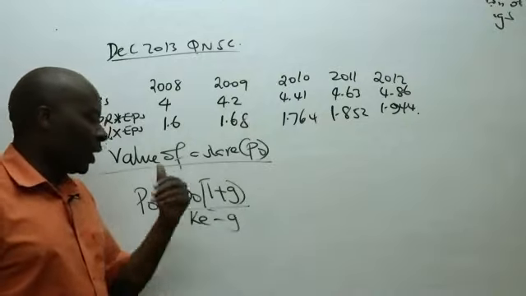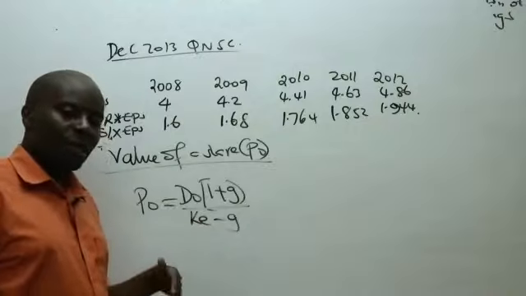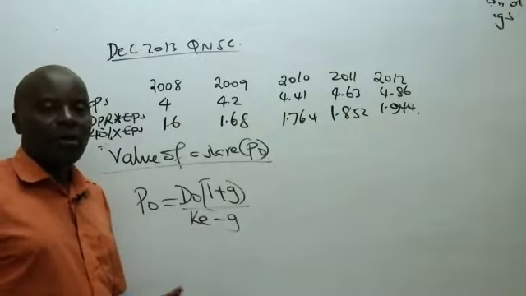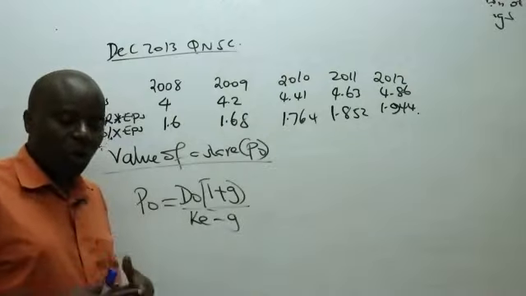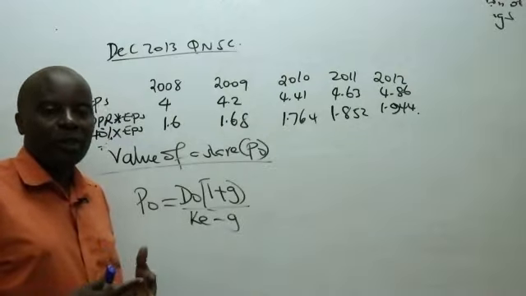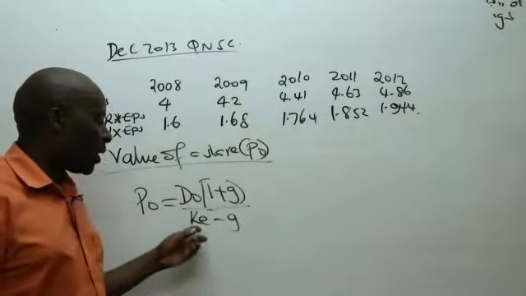Then we have g, the growth rate. Ke is the cost of equity. In the absence of the cost of equity, use the cost of capital, the required rate of return.